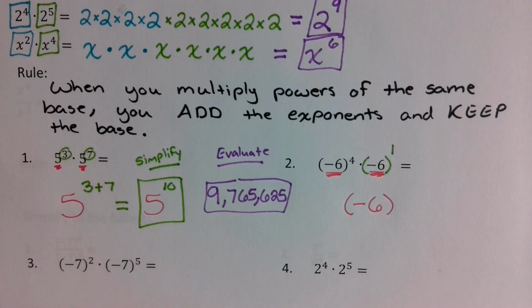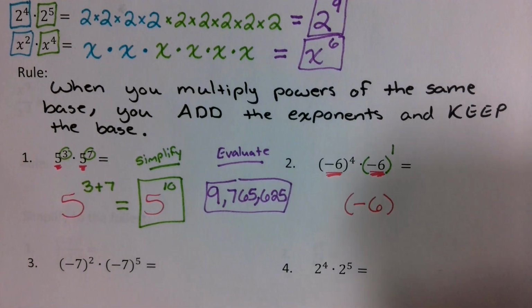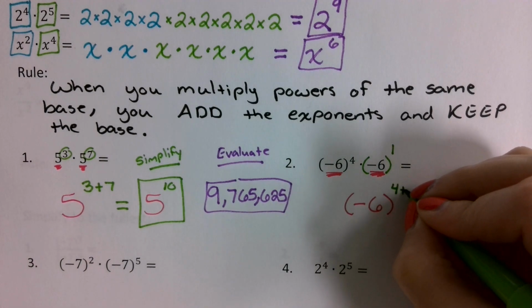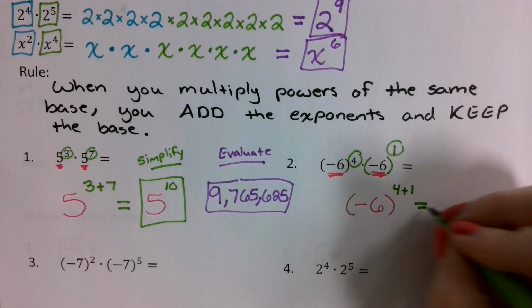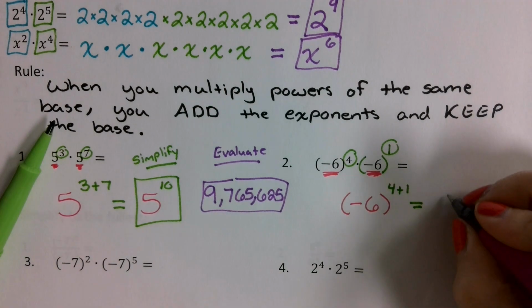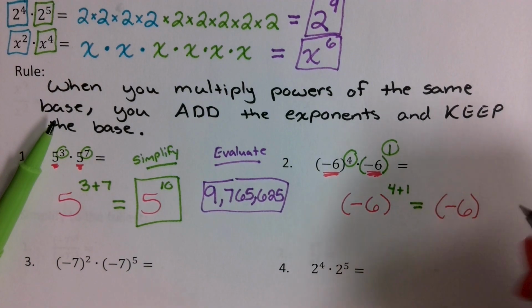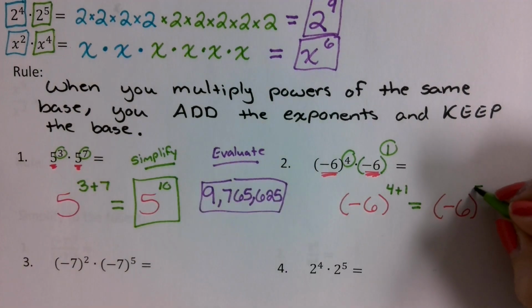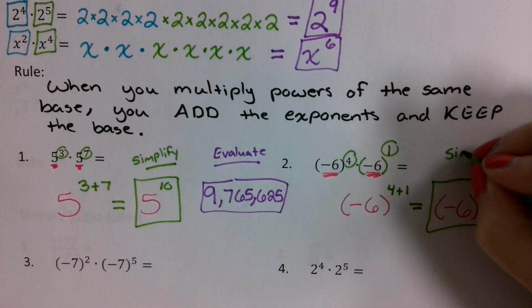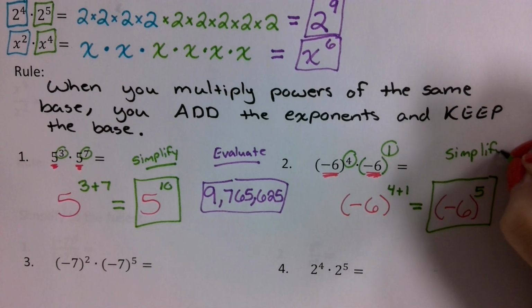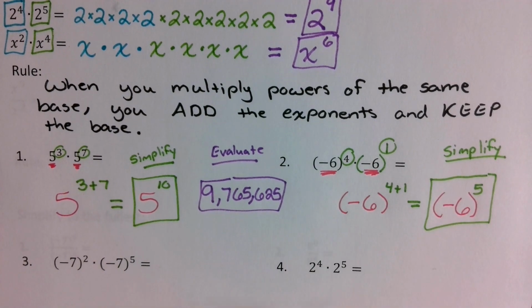And then I'm going to add my exponents. What exponents am I going to add together? 4 plus 1. We're going to take the 4 and the 1 and add those together. That's going to come out to negative 6 in parentheses to the 5th power. There's my simplified answer. Okay, that's what I get when I simplify it.